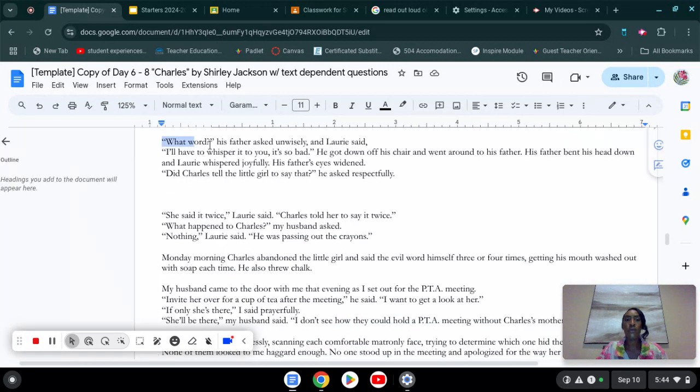"What word?" his father asked unwisely, and Lori said, "I'll have to whisper it to you. It's so bad." He got down off his chair, went around to his father. His father bent his head down, and Lori whispered joyfully. His father's eyes widened. "Did Charles tell the little girl to say that?" he asked respectfully. "She said it twice," Lori said. "Charles told her to say it twice." "What happened to Charles?" my husband asked. "Nothing," Lori said. "He was passing out crayons."